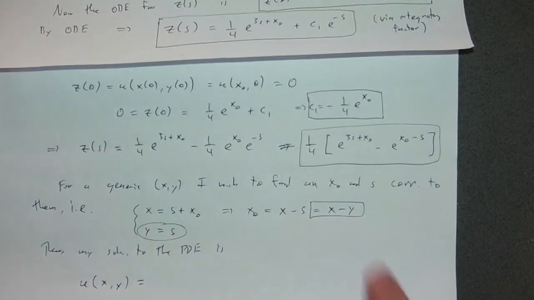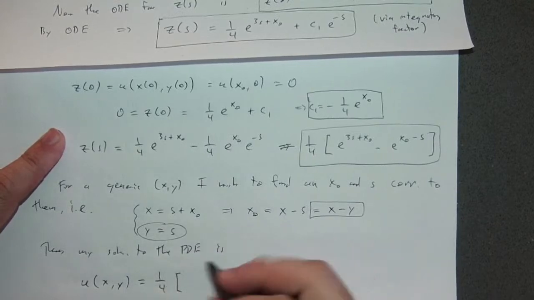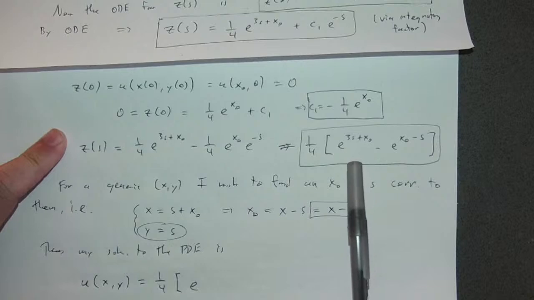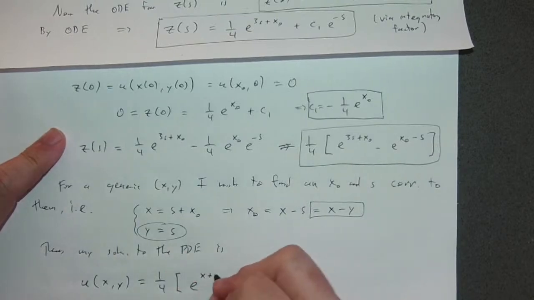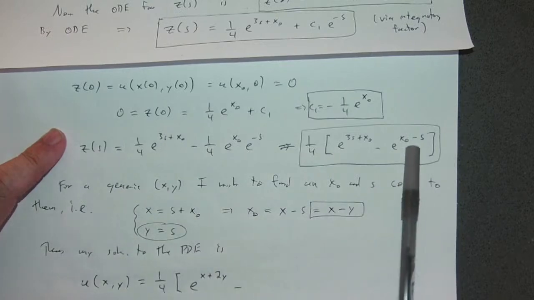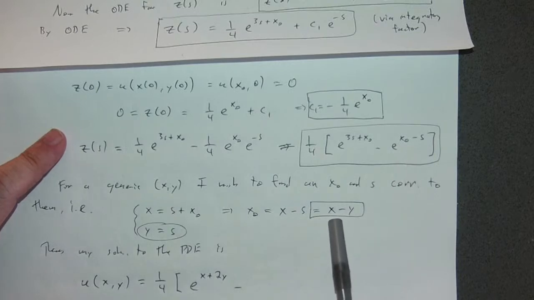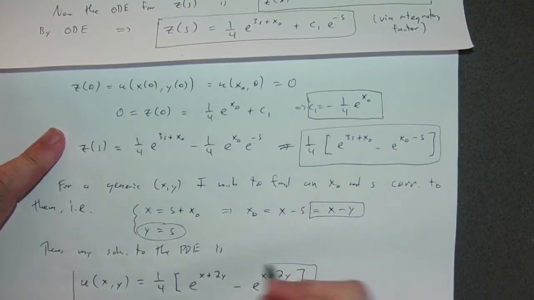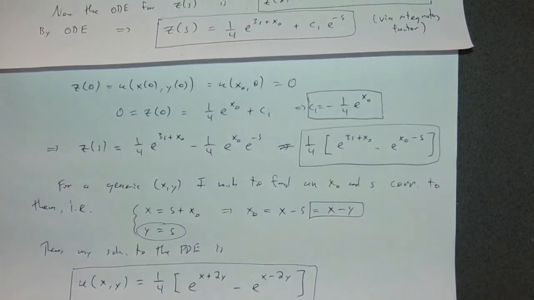So this is u at a generic point in my domain: 1/4 times e to the 3s plus x naught, so this would be like x plus 2y, minus e to the x naught minus s. So this would be x minus y minus y, so x minus 2y. This would be e to the x minus 2y. You can check that it satisfies the auxiliary condition, right? If y is equal to 0, this is definitely identically 0. And also solves the PDE. Okay. And so there's another good example.